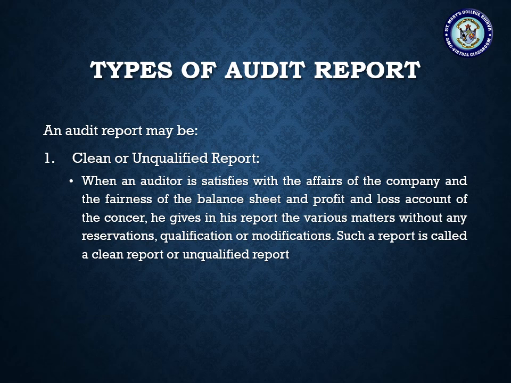Now, the clean report is the first one we will discuss, the unqualified report. The second one is the qualified report, the negative report. So there are two types of audit report. The first one is a clean or unqualified report. This type of report is issued by an auditor when the financial statements are free from material misstatements and they give a correct financial condition and position of the company. Such a clean or unqualified report is given by an auditor without any qualification.